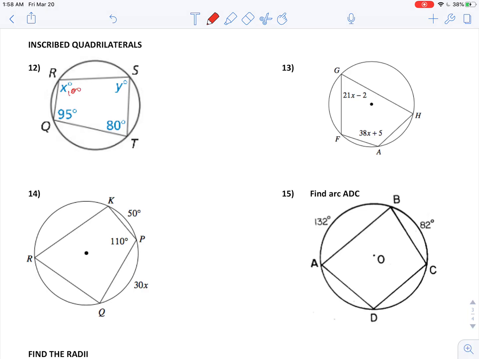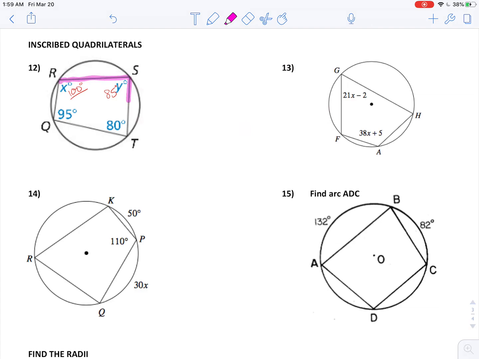So what is supplementary to 80? Well, that's got to be 100. Or 100 plus 80 gets me 180. 100. And now what's supplementary with 95? What adds with 95 to get me 180? And that is 85. So 100 degrees, 85 degrees.